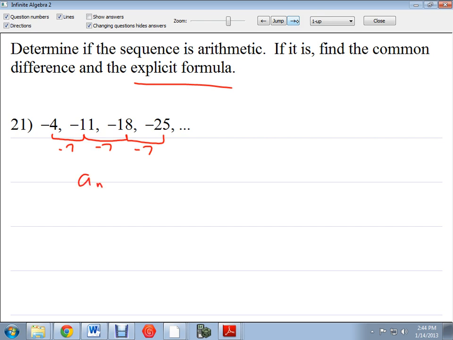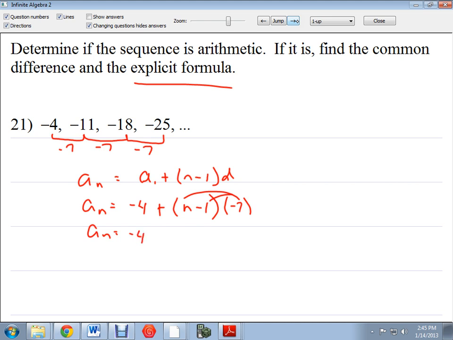So we start with the formula that we just had. a sub n is equal to a1 plus n minus 1 times d. And I'm going to plug in everything into this formula besides n, because I want to leave n a variable. That way I can plug in whatever n I want. a sub n is equal to a1, in this case negative 4, plus n minus 1, which is still n minus 1 because I don't know what n is, times d, which is negative 7. We're now going to simplify this formula by distributing, and this is going to be negative 4 minus 7n plus 7, and then combining like terms will get a sub n is equal to negative 7n plus 3. And this is the explicit formula.